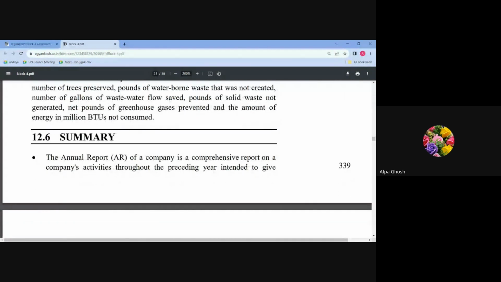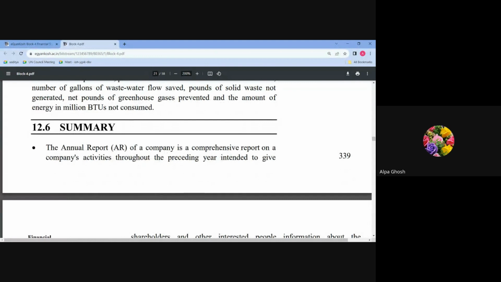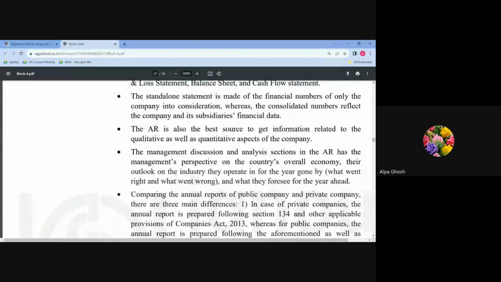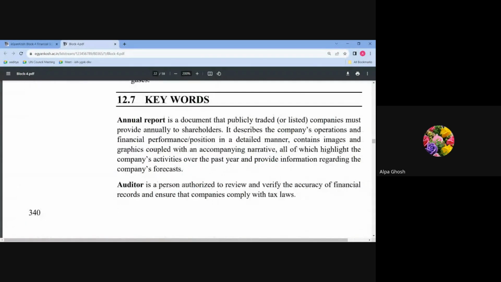Now the last one is the summary, which we have all explained. Here the word AR is used everywhere. AR here represents annual report. So these are the keywords. The first part, understanding annual report, is done. Just go through the keywords. Just read them. I hope you have understood.